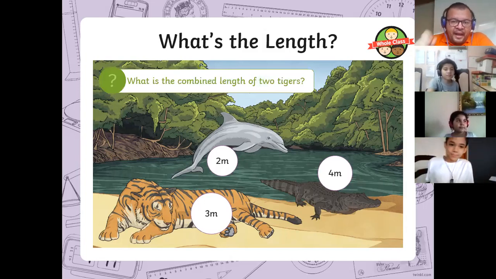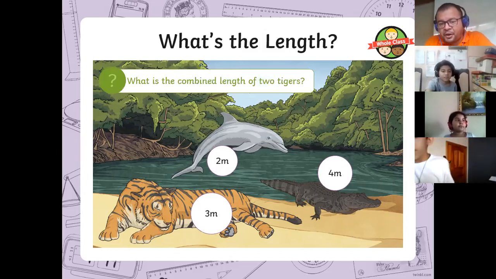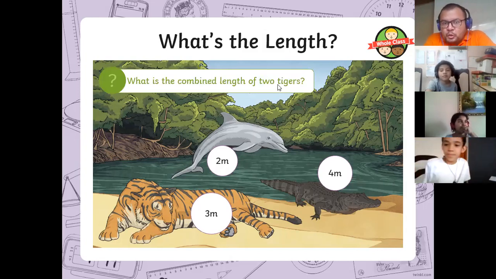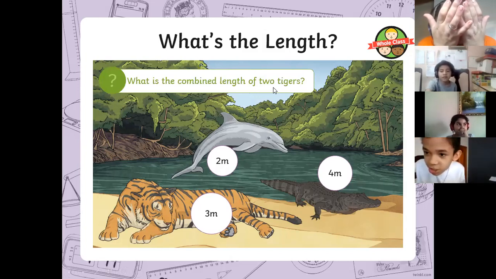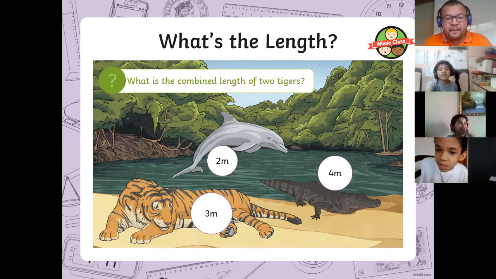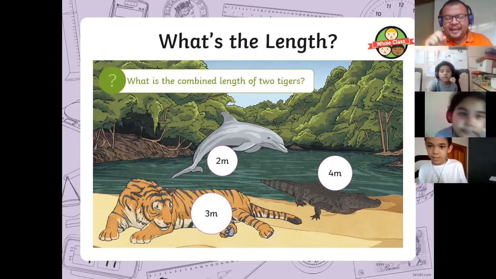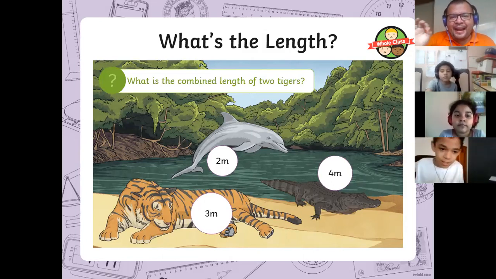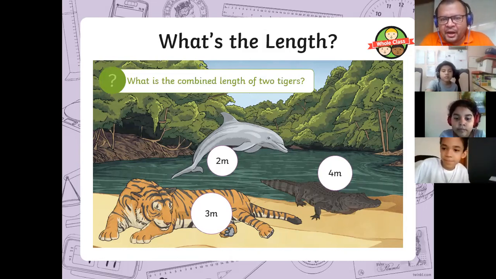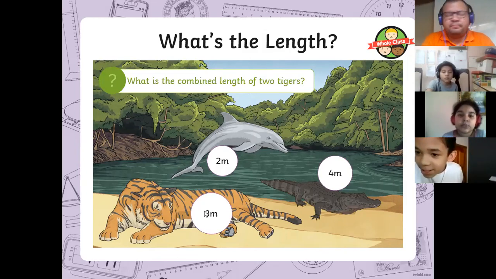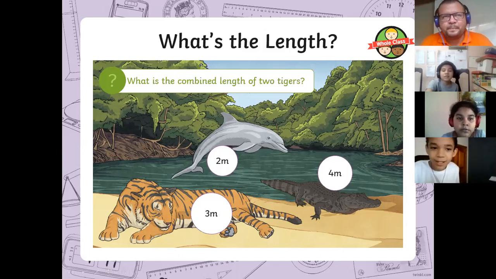What is the combined length of the two tigers? Each is 3 meters, so it's 6 meters. 600 centimeters.